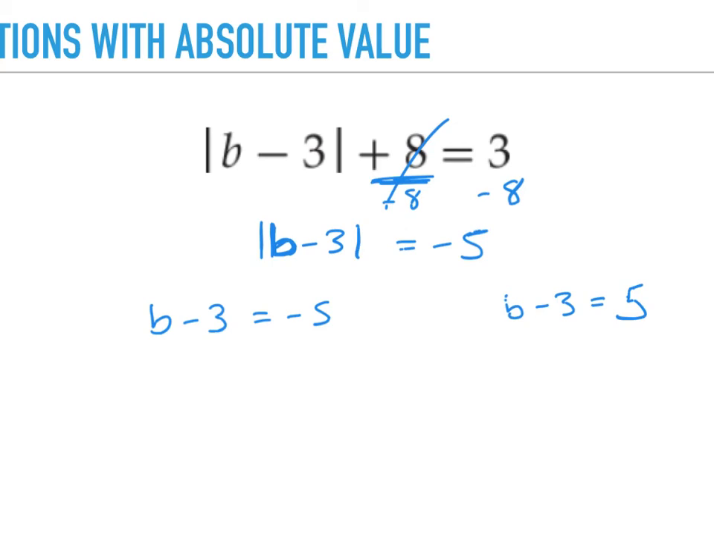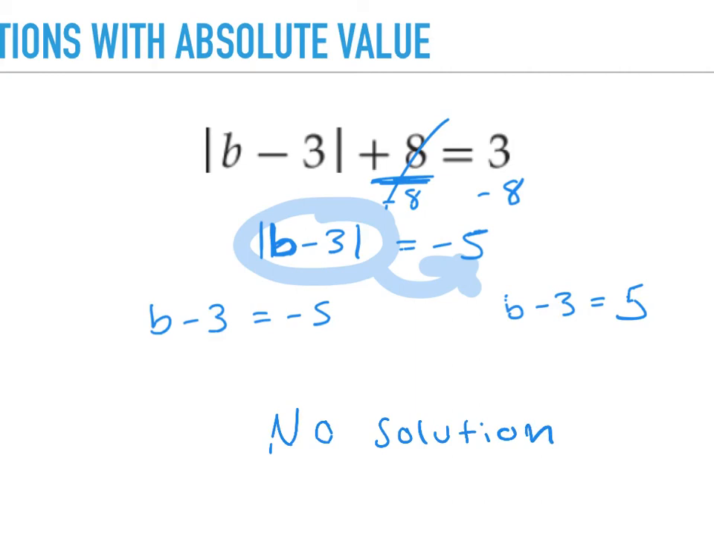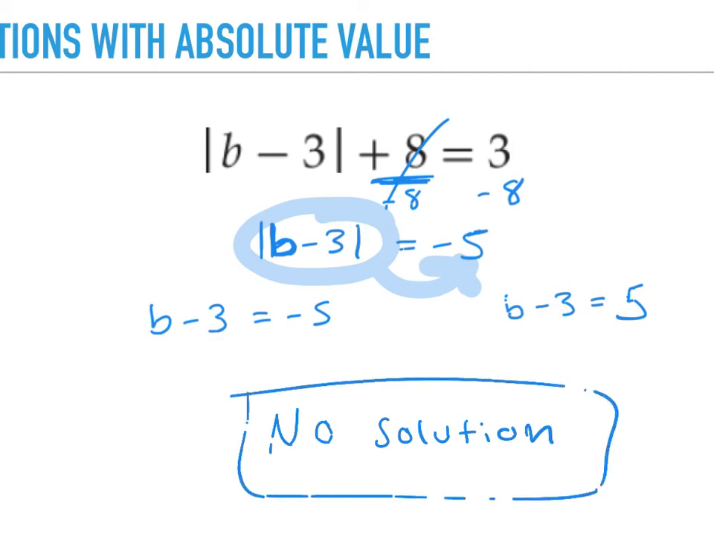If we take the absolute value of something, are we ever going to get a negative number? No. So here we have no solution, because we can never take the absolute value of something and get a negative. So if we split it and it's already negative, it's no solution, because we can't take the absolute value and get a negative number.